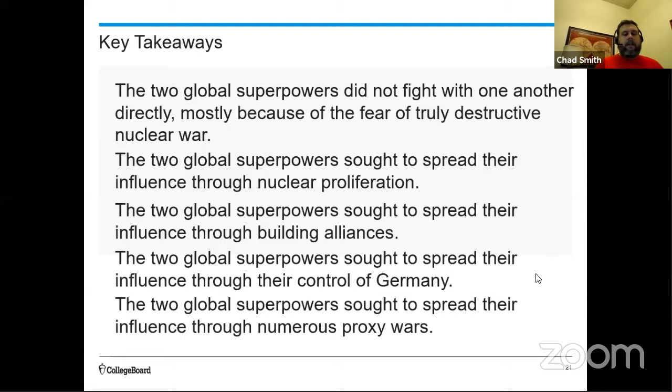Finally, we learned that the two global superpowers sought to spread their influence through numerous proxy wars, taking a side based on their political or economic ideology in civil wars that were there to decide the direction of newly created states.